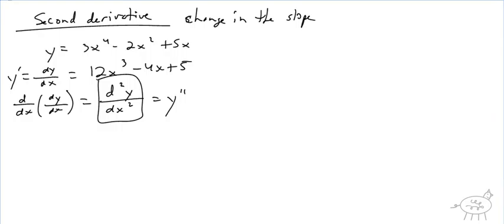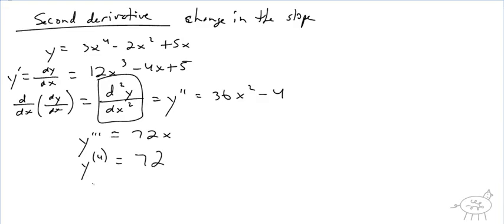Okay, but that's really easy. It's just 36x squared minus 4. And then the third derivative, and that's y triple prime if you want to look at it that way, is just going to be equal to 72x, right? And usually you put a 4 like this for the fourth derivative, that's going to be 72, and the fifth derivative is going to be 0, and anything past that is going to be 0, right? Because the derivative of 0 is 0.